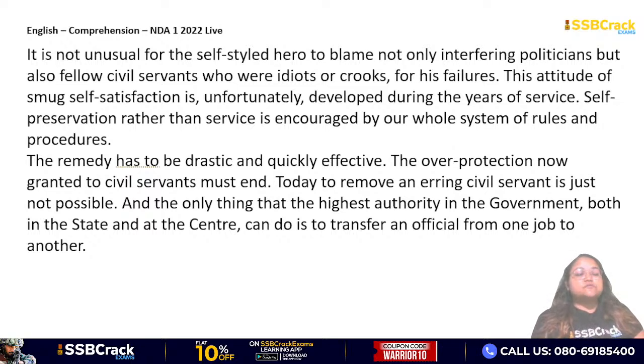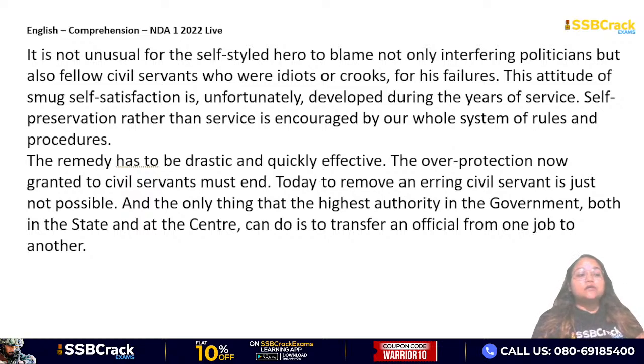This attitude of smug self-satisfaction is unfortunately developed during the years of service. Self-preservation rather than service is encouraged by our whole system of rules and procedures. The remedy has to be drastic and quickly effective. The overprotection now granted to civil servants must end.